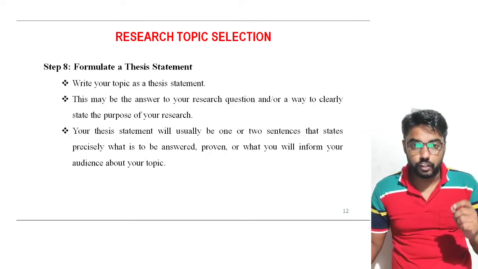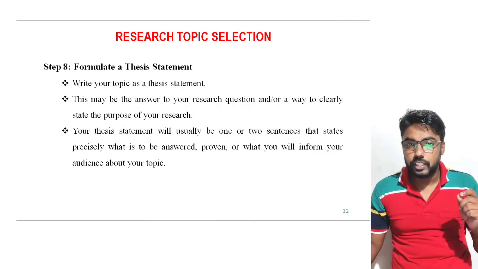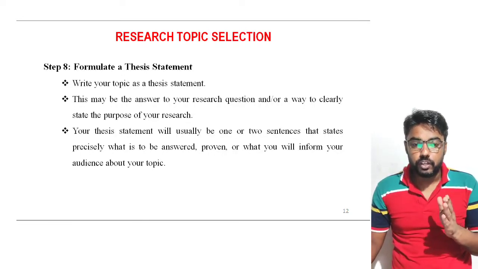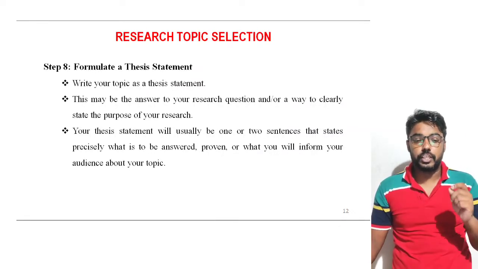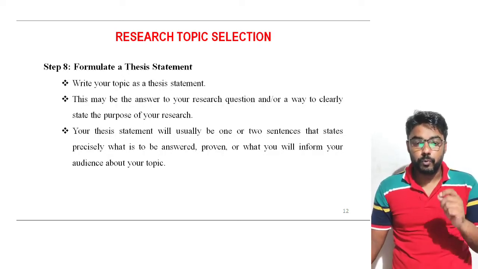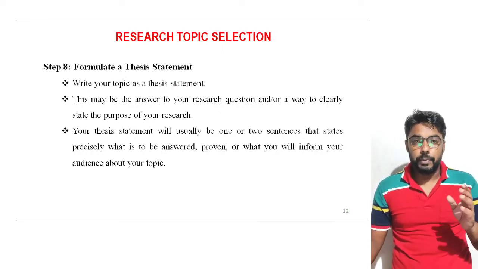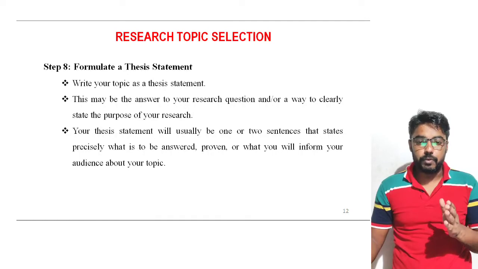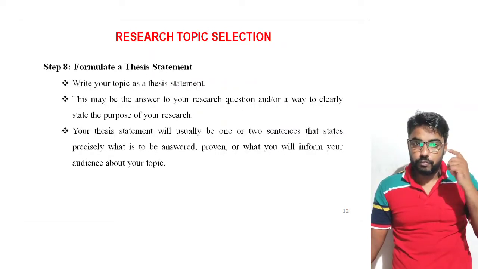You have to formulate a thesis statement. Write your topic as a thesis statement, and this statement may be the answer to your research question, or a way to clearly state the purpose of your research. This statement will be one or two sentences that state precisely what is to be answered, proven, or what you will inform your audience about your topic. This is the final step.